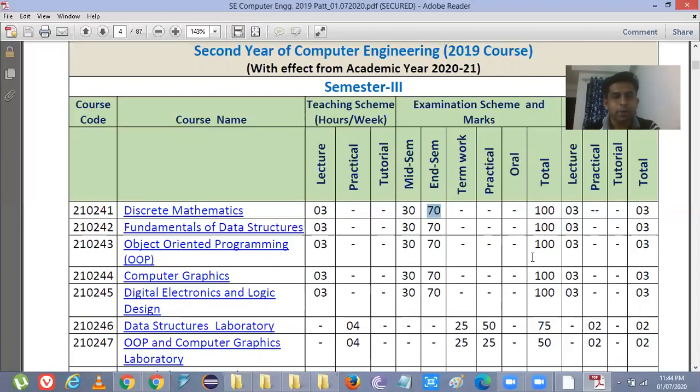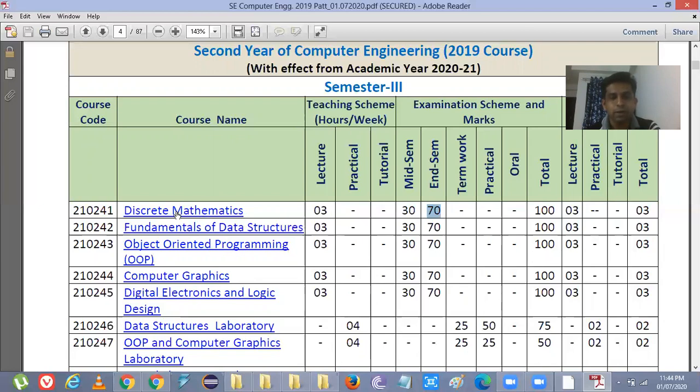Hello all, I am Prashant Mane and I am here to introduce the subject discrete mathematics. First, we go through the syllabus structure and examination scheme of this subject, and after that we will discuss the need of this subject, why to study this subject. Then we go through the actual syllabus structure of discrete mathematics.